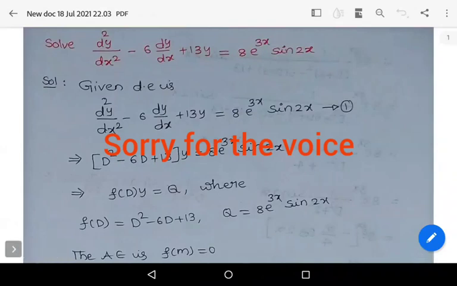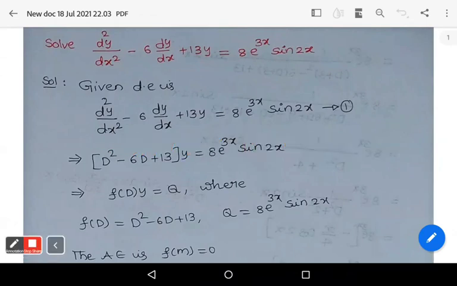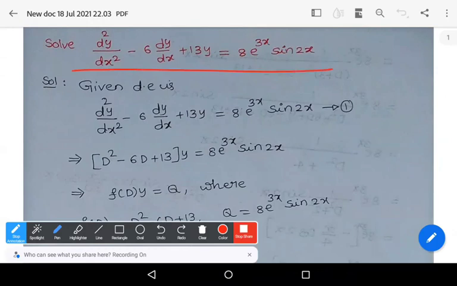In this video, we learn a problem from differential equations, which is important for your examination. Let us see the problem. Solve d square y by dx square minus 6 dy by dx plus 13y is equals to 8 e power 3x into sine 2x. Let it be equation number 1.